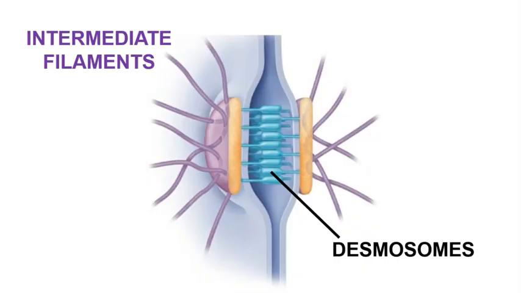The intermediate filaments that are shown here in purple are the filaments that provide the internal support for desmosomes, which we saw are cell-cell junctions that link nearby cells together. They help link those cells together in a continuous sheet, so that that sheet of cells in that particular tissue can resist tearing.